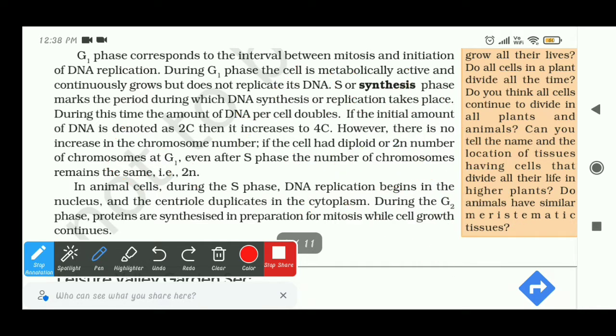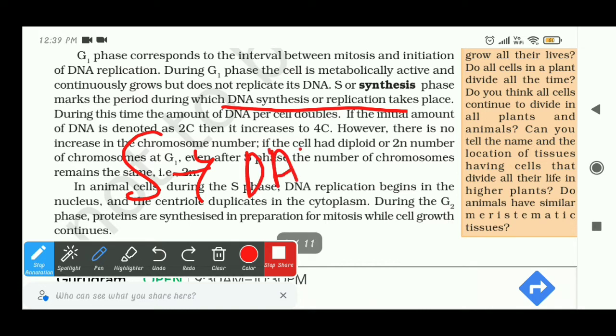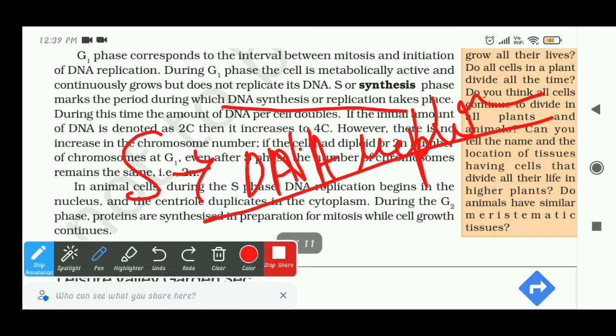Next, we have the S phase. The S phase is also called the synthesis phase. It is the period during which the DNA is synthesized. So what will synthesize here? The DNA will synthesize, or we can say the replication will take place. So in the S phase, DNA replication or DNA synthesis will happen.